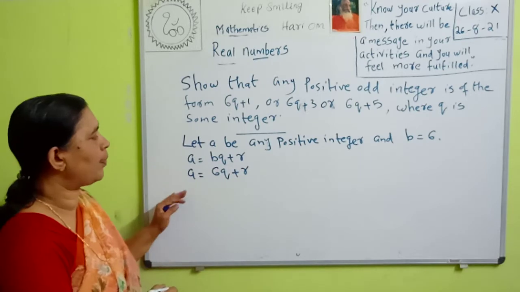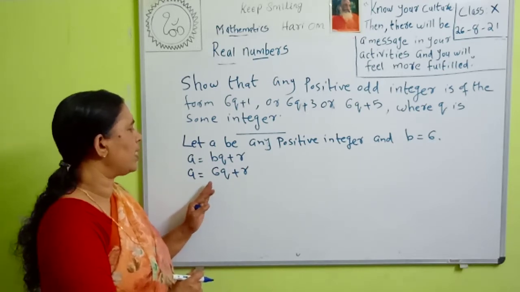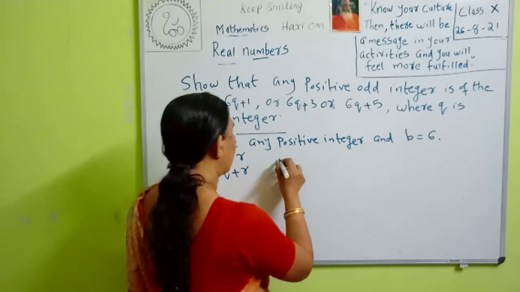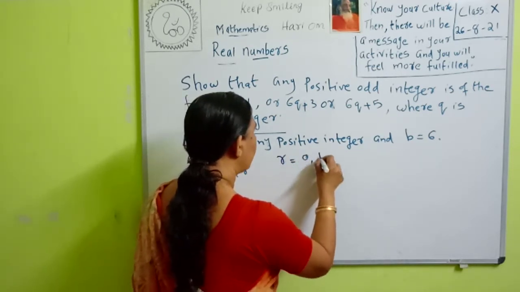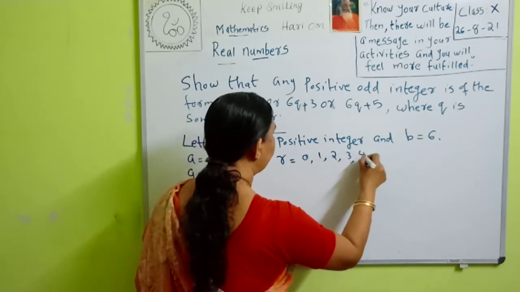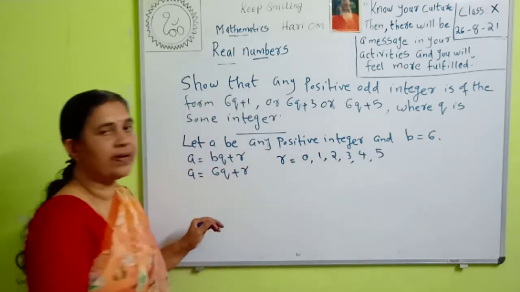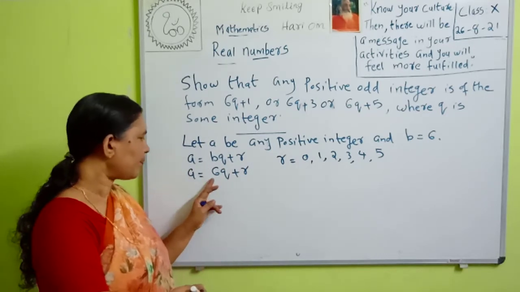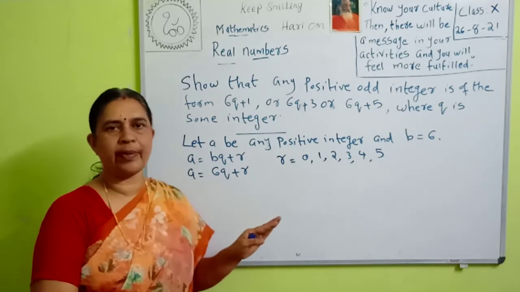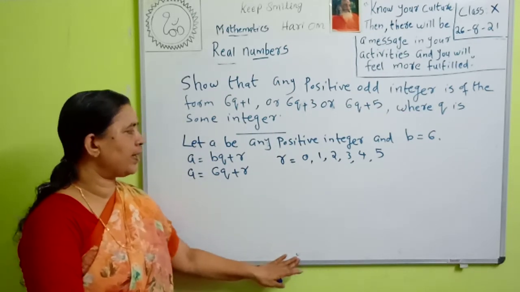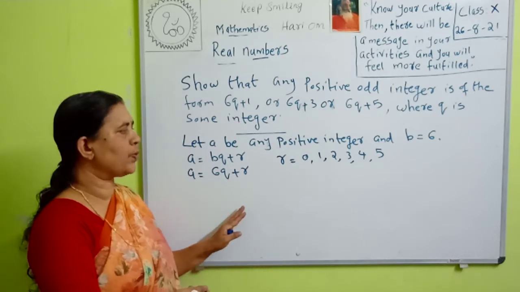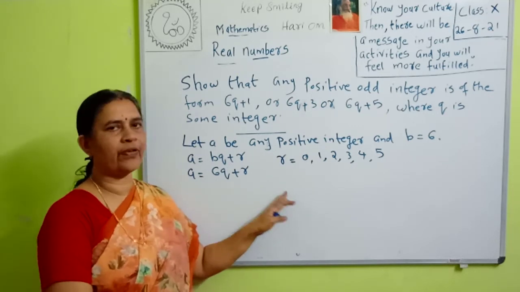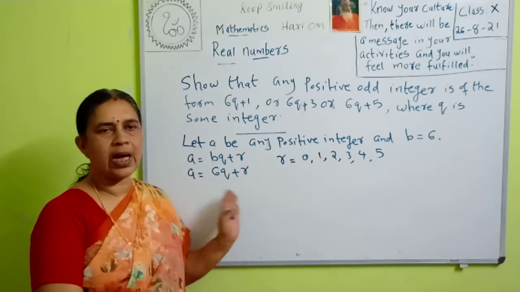Then what are the possible remainders if the divisor is 6? Here r is equal to 0, 1, 2, 3, 4, 5. Here the remainder is always less than the divisor. Here the divisor is b, it is 6. Then what are the possible remainders? The possible remainders are 0, 1, 2, 3, 4, 5. Then we can put the values of this 0, 1, 2, 3, 4, 5 in a is equal to 6q plus r.